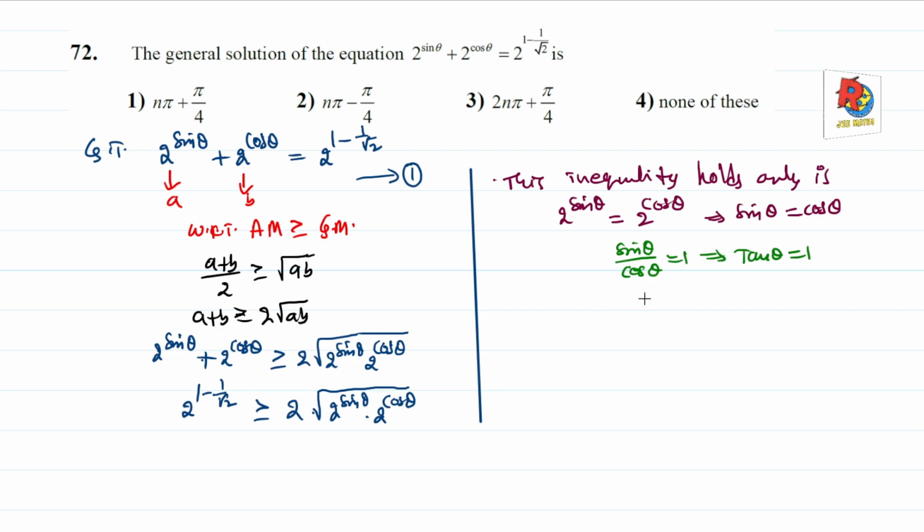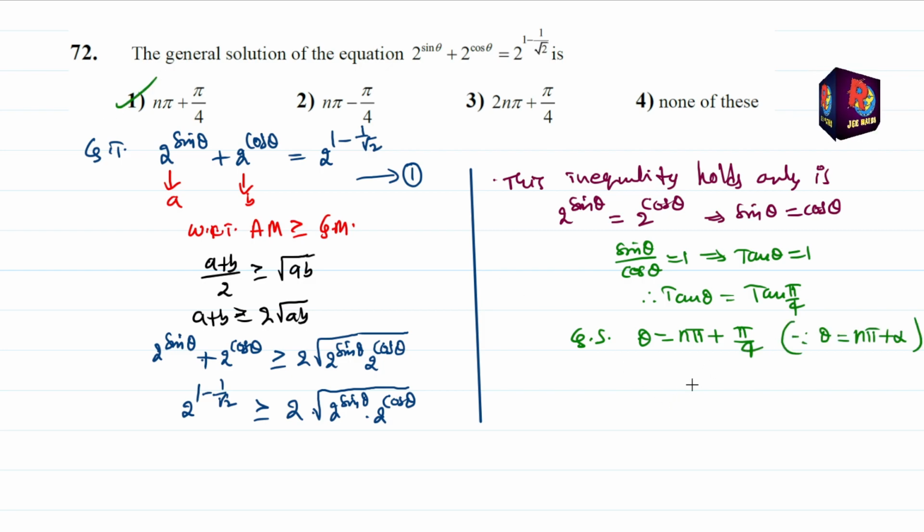Therefore, tan theta equals 1 means what is that? Tan theta equals tan pi by 4. General solution: theta equals n pi plus alpha, pi by 4. 1 is the correct answer.